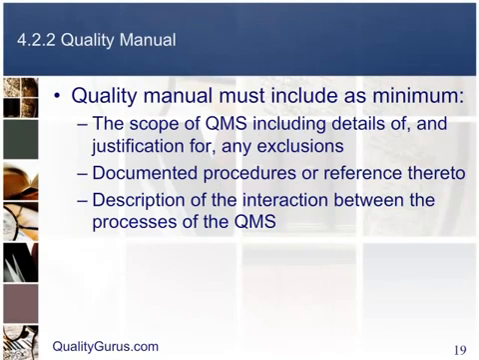The quality manual is the apex or the top-level document in the quality management system. It specifies the scope of the quality management system, any exclusions and their justification. The organization may either include the required documented procedures in the manual, or provide reference to those in the quality manual. Quality manual also provides interaction between the processes, or describes how these processes connect with each other.